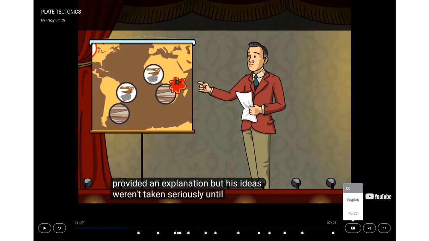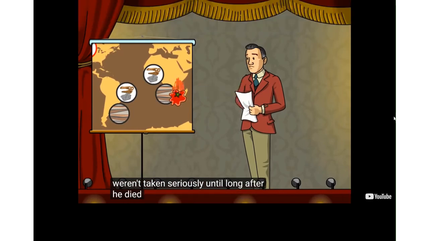So there's our second one, continental drift. Go ahead and summarize on your handout. What exactly was his hypothesis? What was he theorizing?